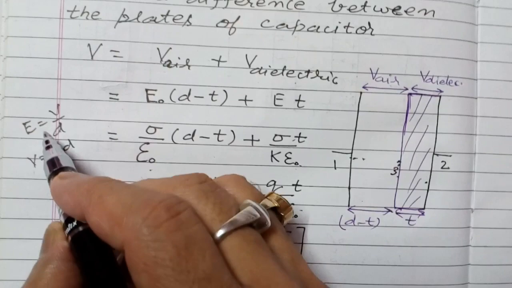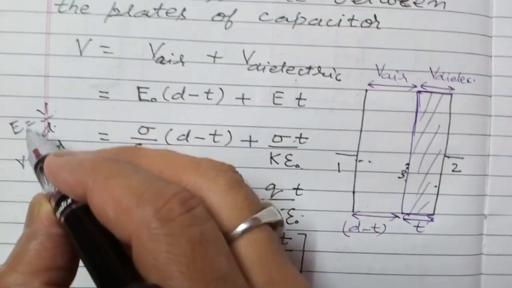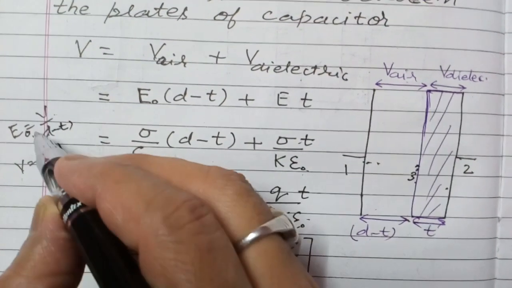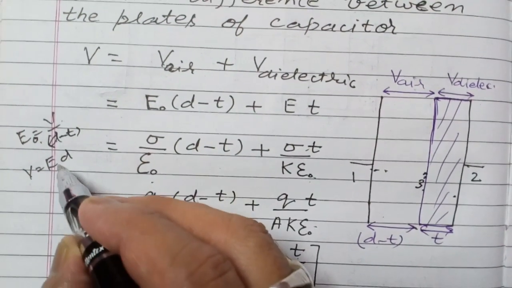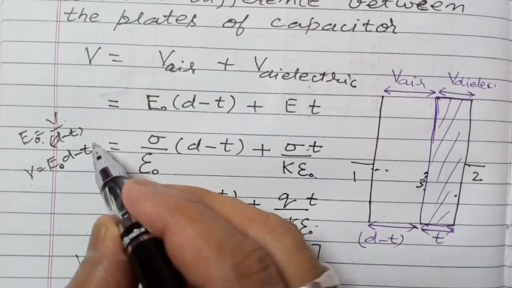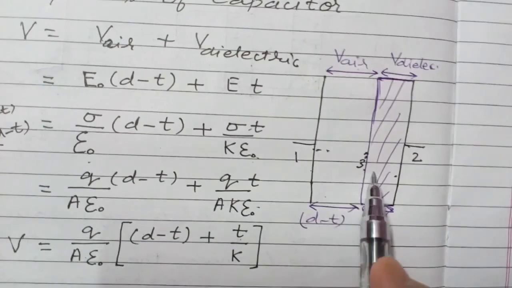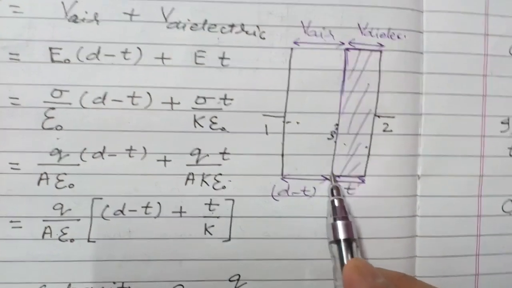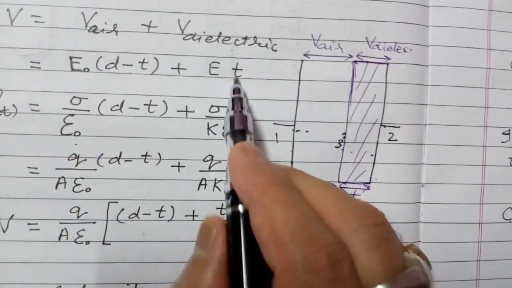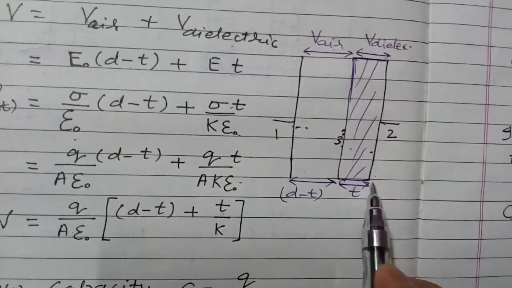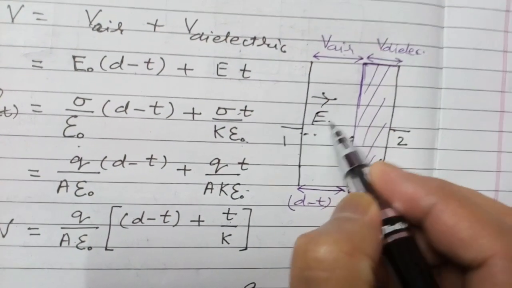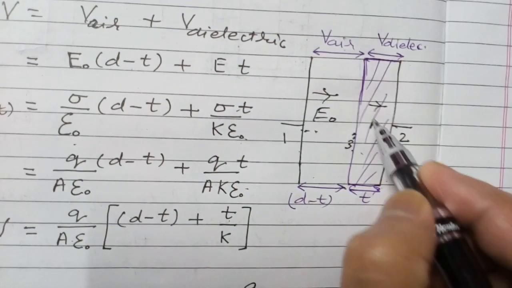Now we know that E is equal to V upon d. For air, E naught is equal to V upon d minus t. So V is equal to E naught into d minus t. This is for air. So the potential difference between points 1 and 3 is E naught into d minus t. And the potential difference across the slab is E into t, because its thickness is t, and the electric field here is E naught and the electric field inside the slab is E.